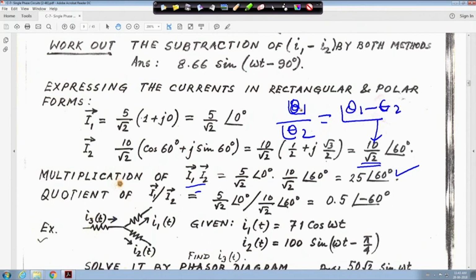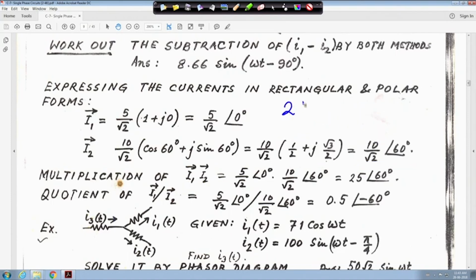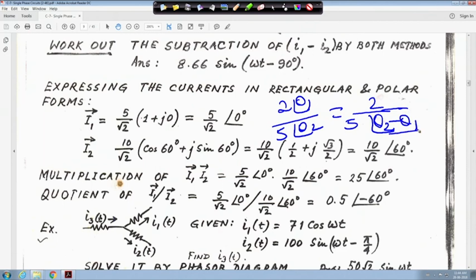So, the angle in the denominator will be subtracted from the angle in the numerator. Now, suppose it is given 2 angle theta 1 divided by 5 angle theta 2. So, 2 by 5 is 0.4 angle theta 1 minus theta 2, right. This way you can write. Again, let me clear it. Suppose 2 angle theta 1 by 5 angle theta 2. The numerator angle theta 1 minus theta 2, but if you want it the other way, then it will be 2 by 5, theta 2 minus theta 1, right. So, the way you want.